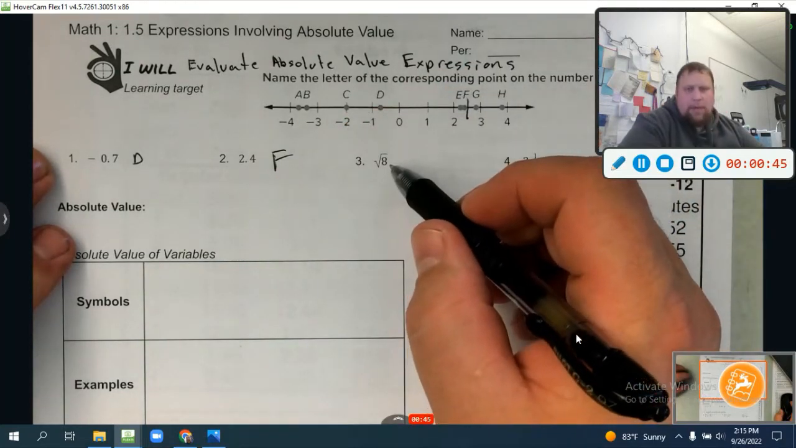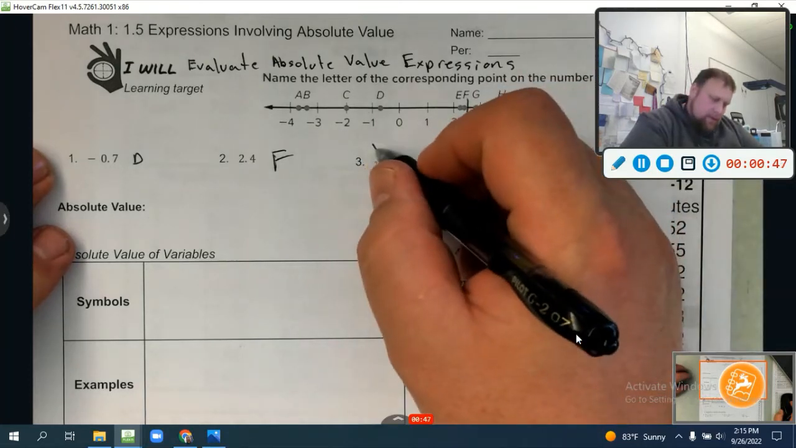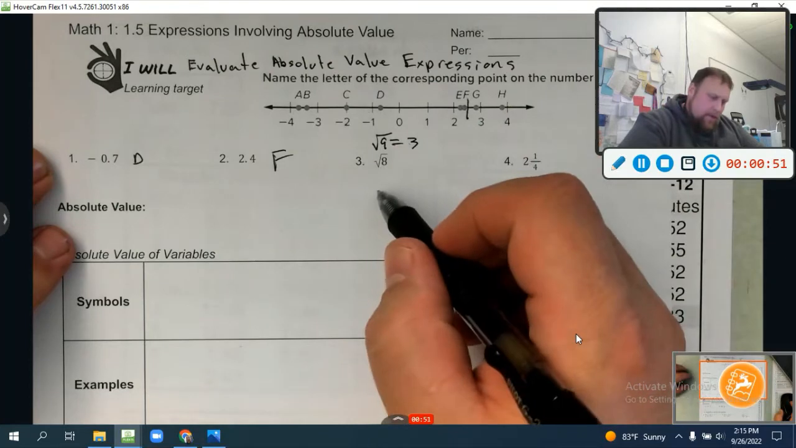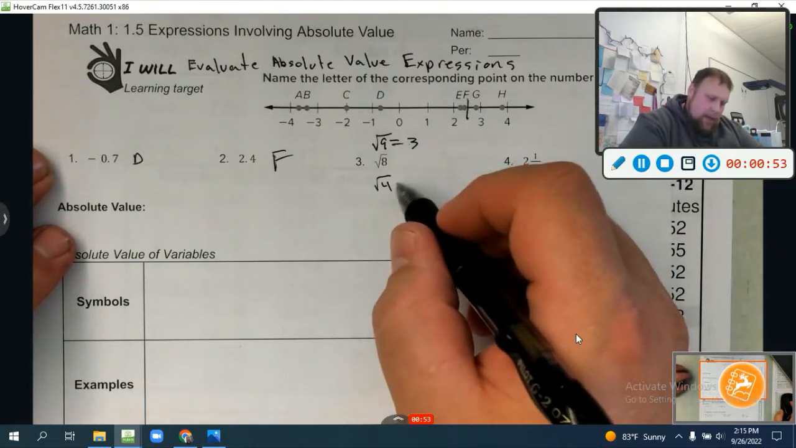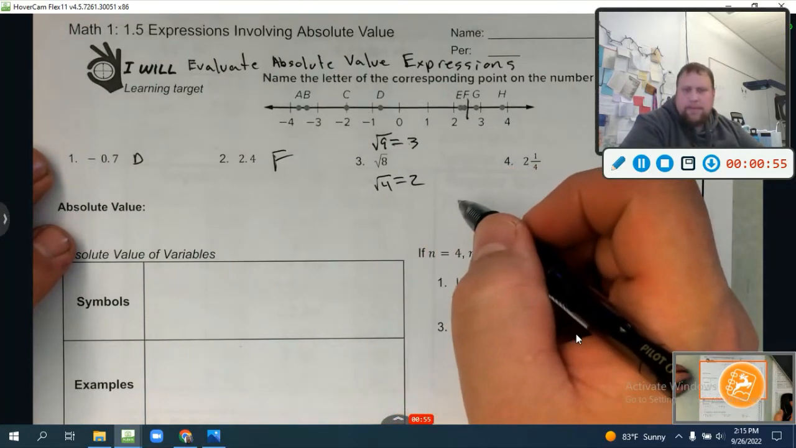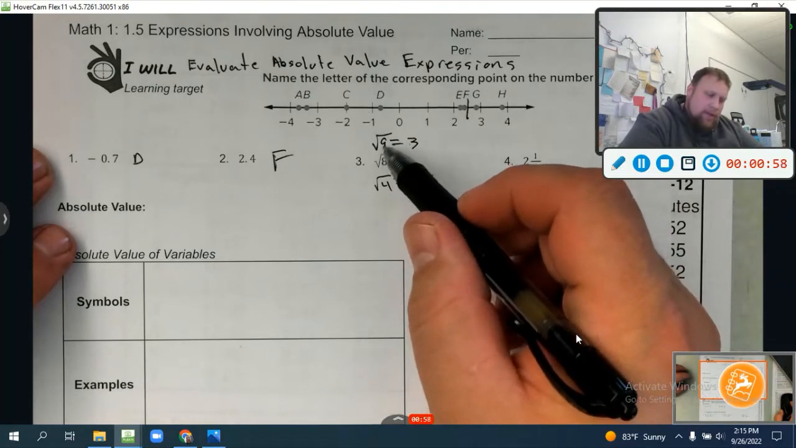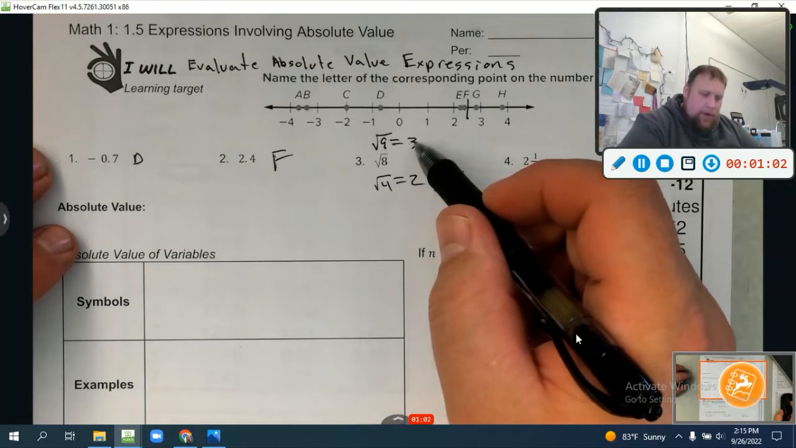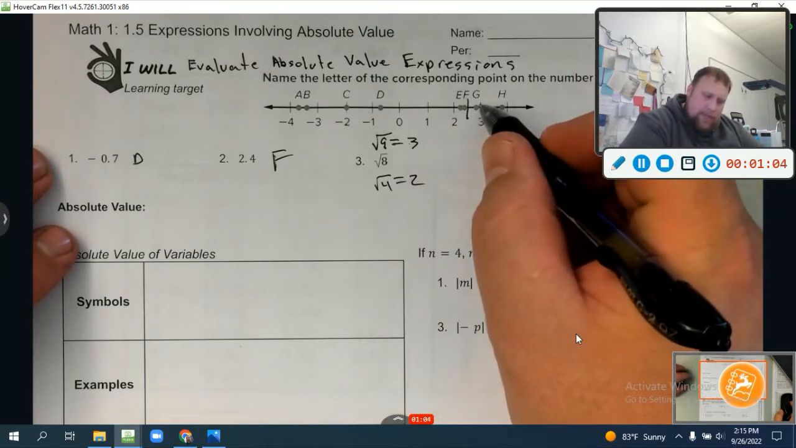Square root of 8, you may be wondering, how do we do that? Well, the square root of 9 is a perfect square, and it's 3, right? Square root of 4 is right below it, and it's a perfect square at 2. So is 8 closer to 9 or 4? Well, it's clearly closer to 9. So we know we're going to be closer to 3 with the answer, which is G.